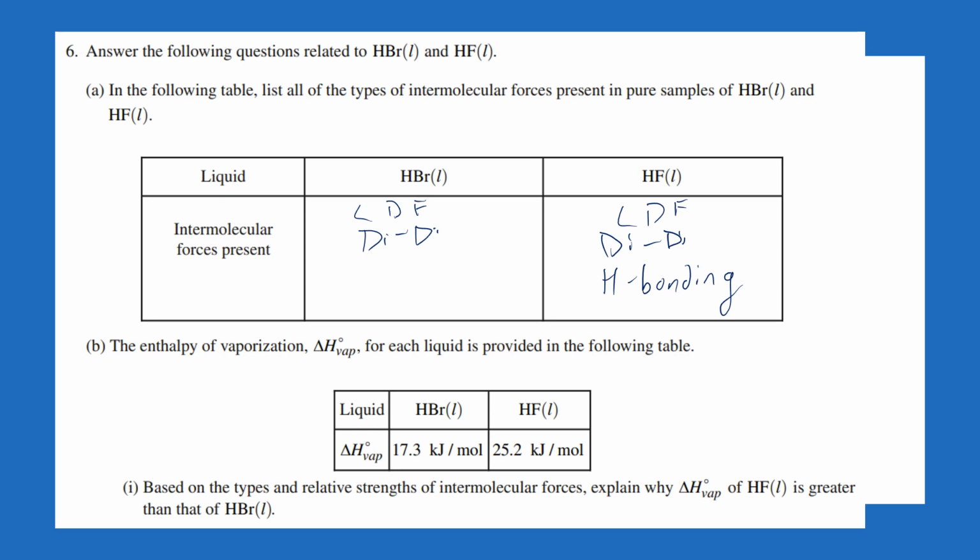Now, they give us the heat of vaporization for each liquid. That's the energy required to turn it from a liquid to a gas. Explain why the heat of vaporization for HF is greater.